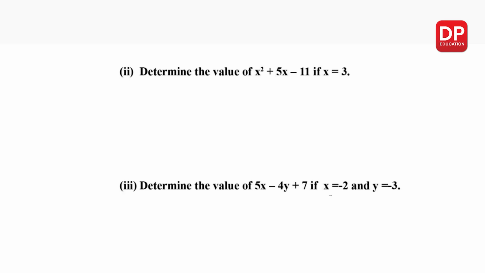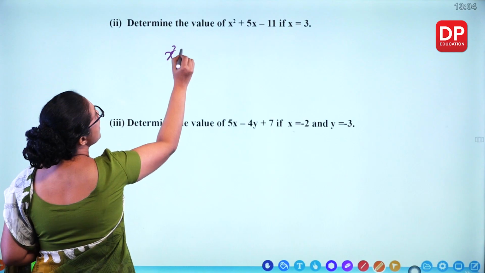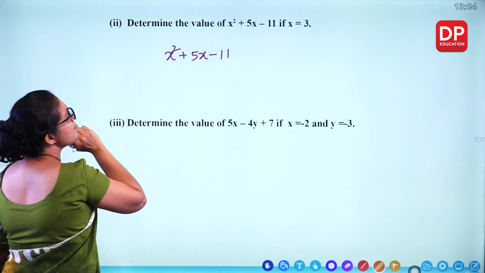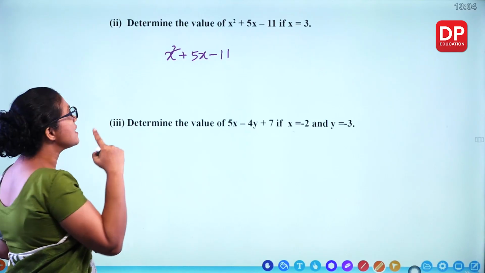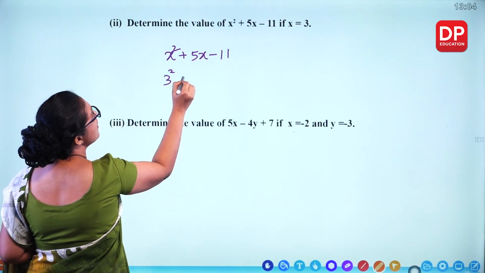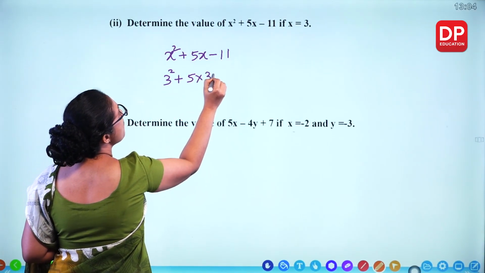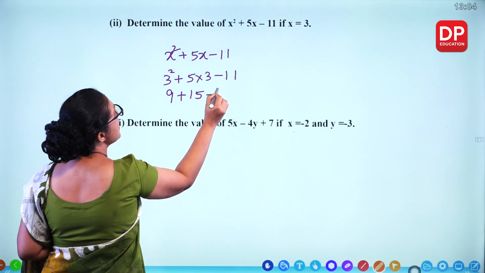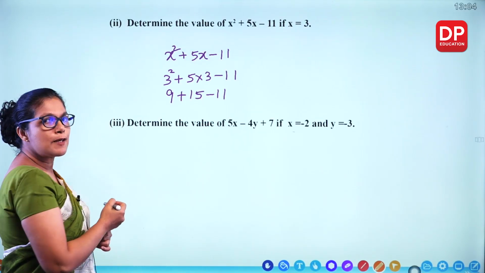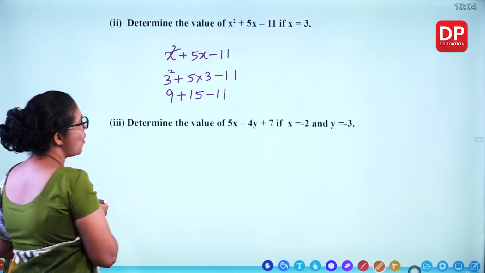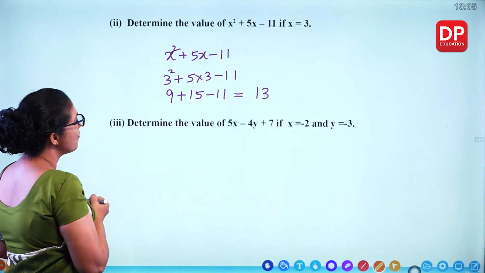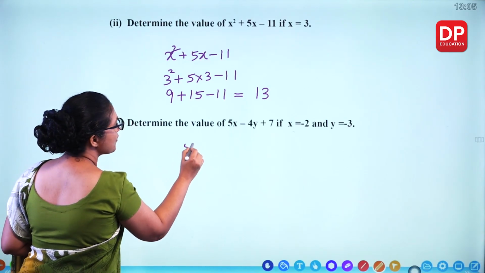Determine the value of x squared plus 5x minus 11 when x equals 3. What does x squared mean? 3 times 3, so 3 squared is 9. 5 times 3 minus 11. 9 plus 15 minus 11. 15 minus 11 is 4. 9 plus 4 is 13.